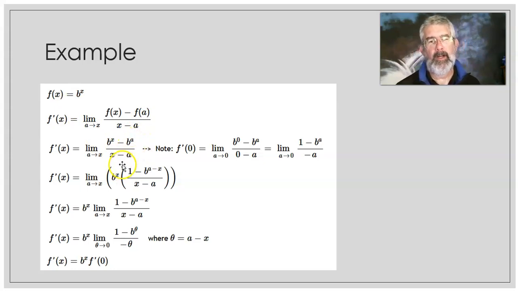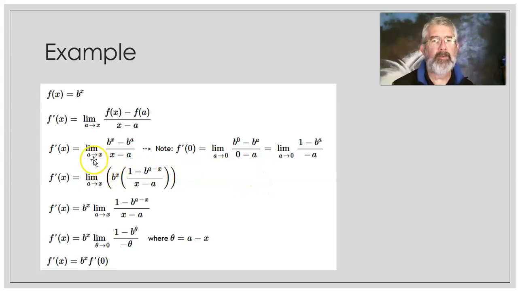Now, before I go on, I want to make a note that f prime of 0 here, if I plug a 0 in for x, looks like this. And b to the 0, of course, is 1, and 0 is 0, and so this looks like this. The derivative of this exponential function at 0 is the limit as a goes to 0 of 1 minus b to the a over negative a. I'm going to use that a little bit later, but I want to just note it right here.